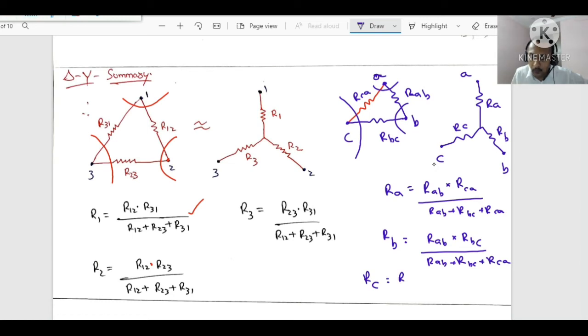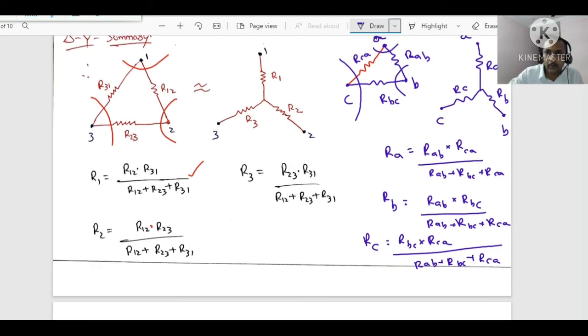RC equal to RBC into RCA whole divided by RAB plus RBC plus RCA. This is what you can do. Clear? Right? This is how you can remember the delta to star transformation.